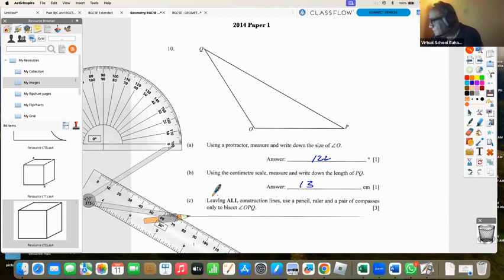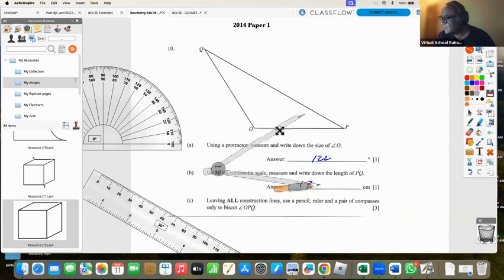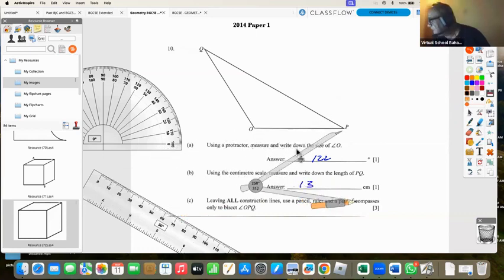Good? And the last one says, leaving all construction lines, use pencil, ruler, and a pair of compasses, bisect angle OPQ. So which angle are we bisecting? P, the letter in the middle. Somebody talk to me, somebody whose voice I haven't heard yet.